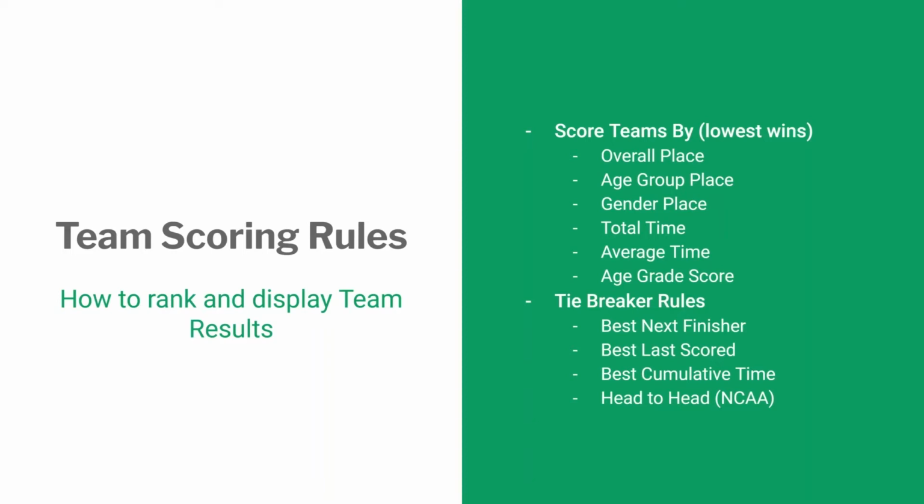The final one's pretty cool. It's head-to-head, which is commonly used for NCAA cross-country scoring, but it can be used for standard aggregate team scoring as well. And that is a concept where you basically score each individual member head-to-head against each other. So position 1 and 1 from either team, compare, and then compare positions 2 versus 2 and 3 versus 3, and then you see who got the most wins to determine who should break that tie, or which team should win.